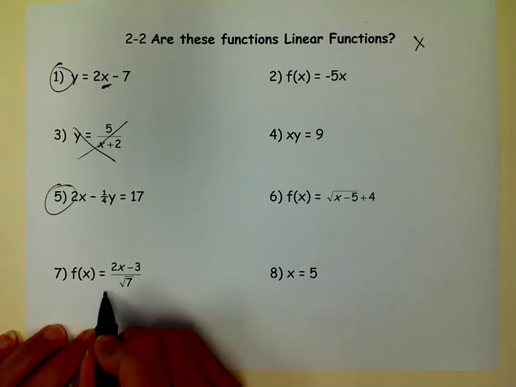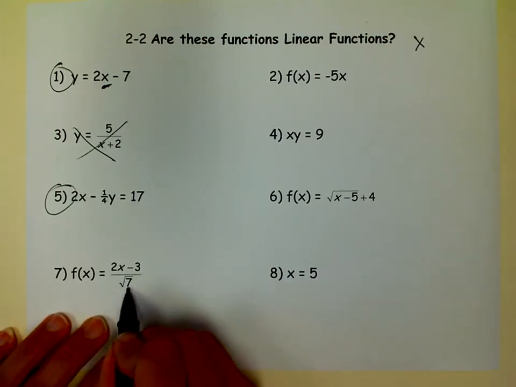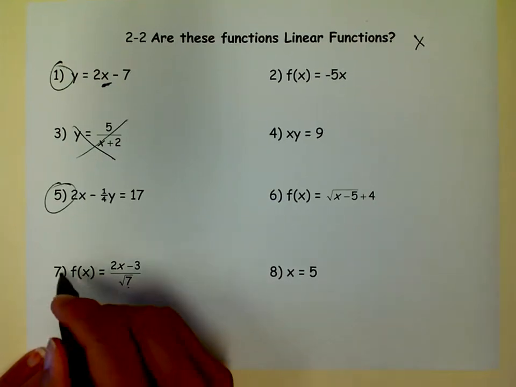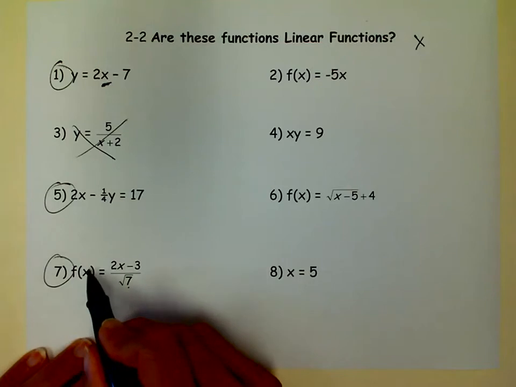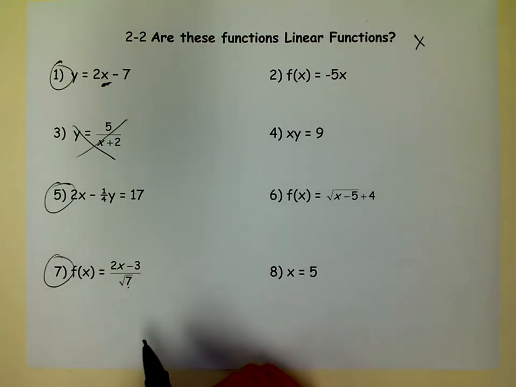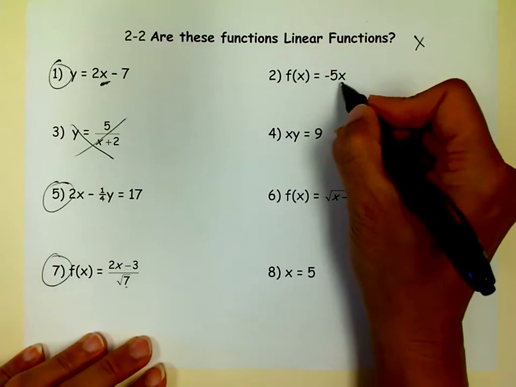How about this one? There's a square root, but it doesn't have an x. There's a denominator, but it doesn't have an x. So although this looks a little weird, it is linear because it has an x and a y. Remember, this guy's a y. But it doesn't have any x's in the denominator or square roots with an x inside. So we're good.